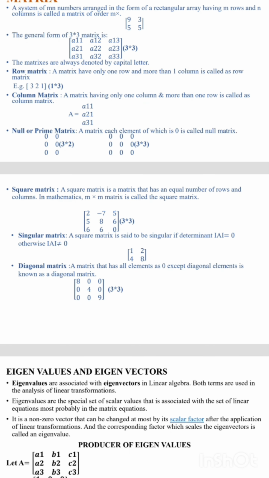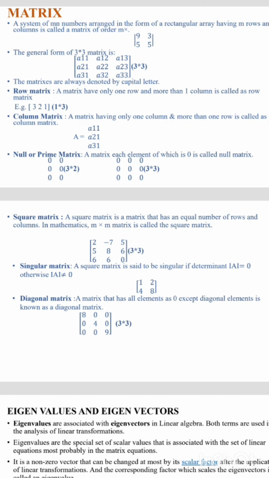Then the square matrix. A square matrix is a matrix that has an equal number of rows and columns. In mathematics, an n into n matrix is called a square matrix. Example: first row 2 5 6, second row minus 7 8 6, third row 5 6 0, 3 into 3.